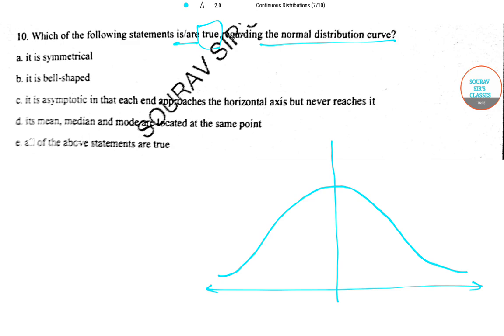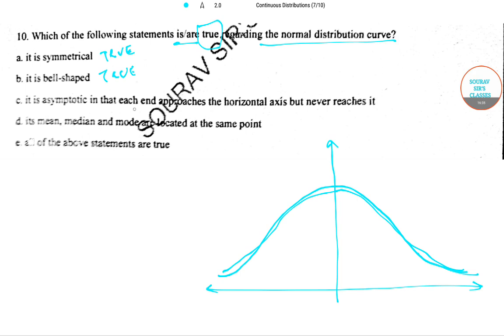Option A, it is symmetrical. Yes, it is symmetrical as we can see from the graph. True. It is bell shaped. This graph represents a bell. So option B is correct. It is bell shaped. True.